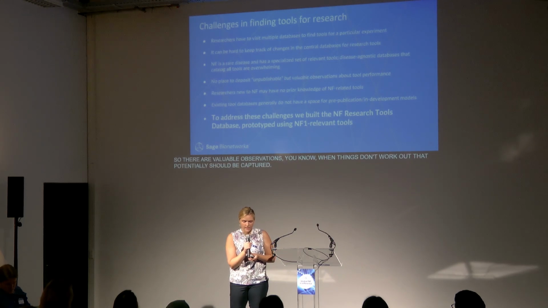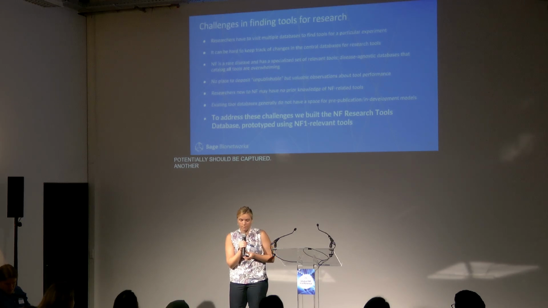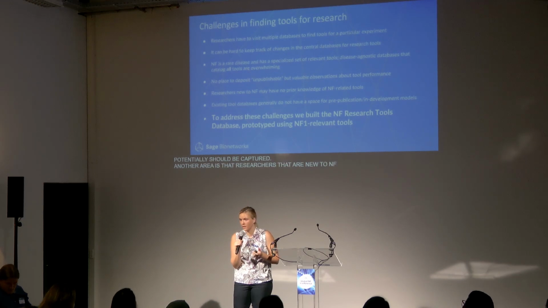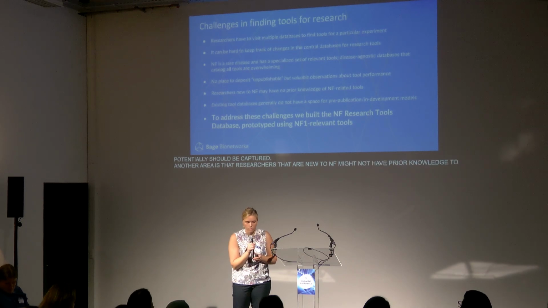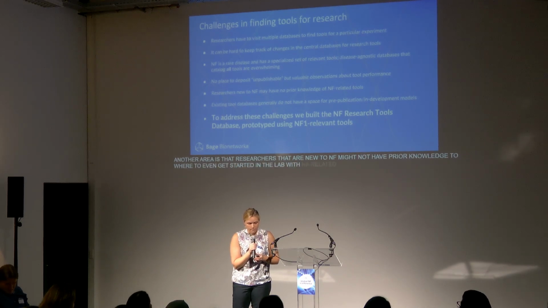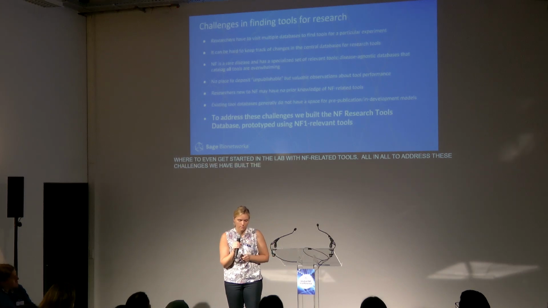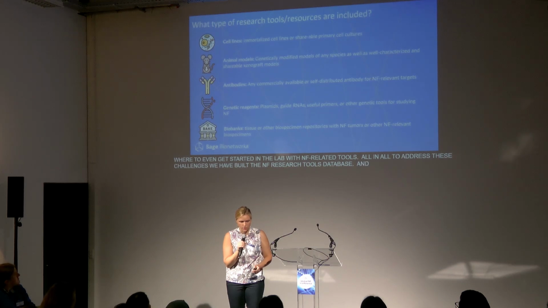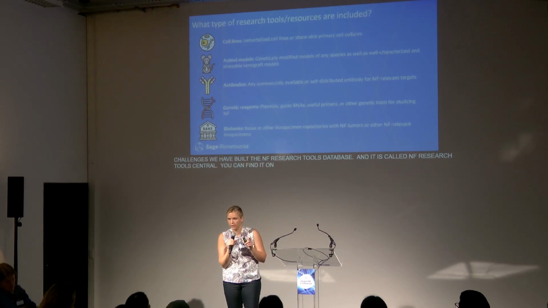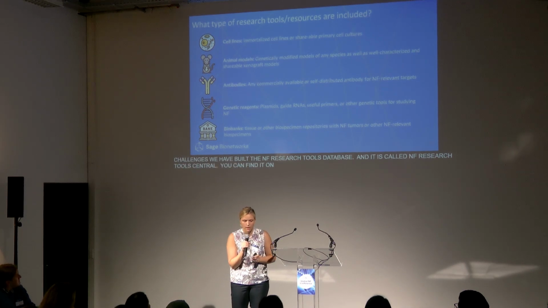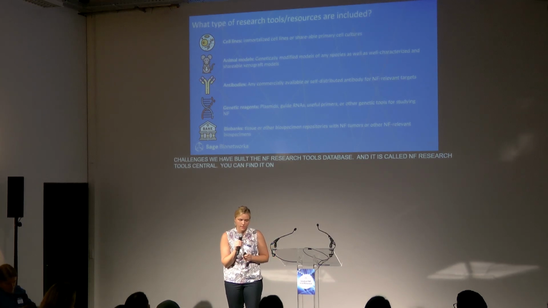Another area is that researchers that are new to NF might not have prior knowledge of where to even get started in the lab with NF-related tools. And all in all, to address these challenges, we have built the NF Research Tools database. It is called NF Research Tools Central. You can find it on nf.synapse.org, and if you click on the upper left, Browse Tools, you'll find cell lines, animal models, antibodies, genetic reagents, and biobanks.